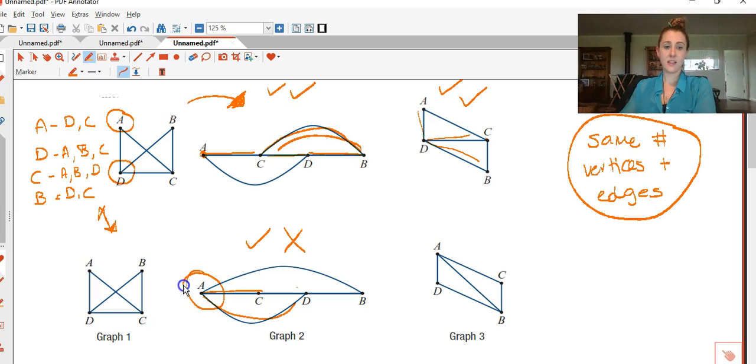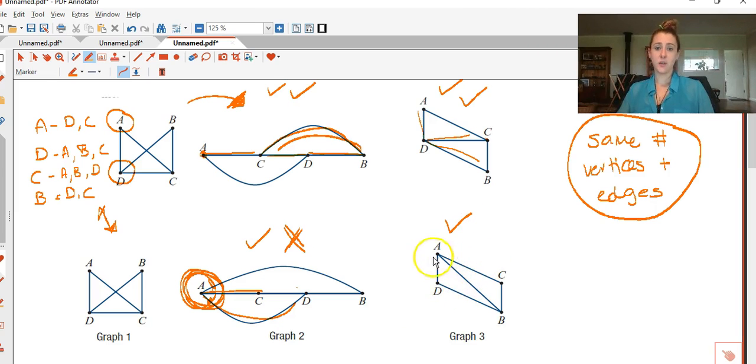So vertex A here is actually degree 3. It's got 1, 2, 3 edges. So in the original graph it was only degree 2, so it's not isomorphic. So let's have a look at this other one and see if it is. So 1, 2, 3, 4 vertices and 1, 2, 3, 4, 5 edges.